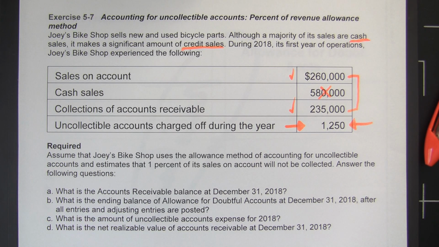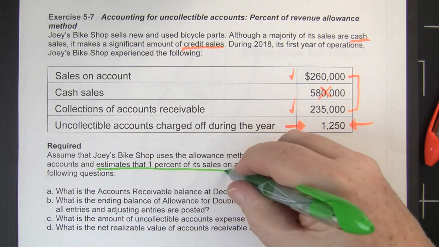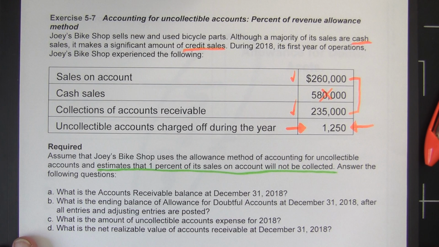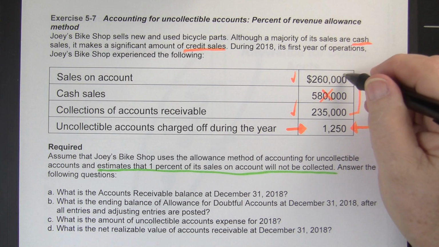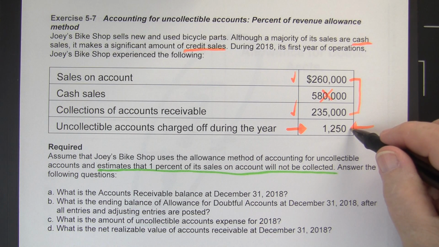The next thing we had to wade through was this piece right here. Joey estimates that 1% of its sales on account will not be collected. So we have all the facts we need. So what is the accounts receivable balance as of December 31st? Well, let's do the numbers. We're going to need the amount that we had on the account, the amount that we collected, and the amount that we wrote off.